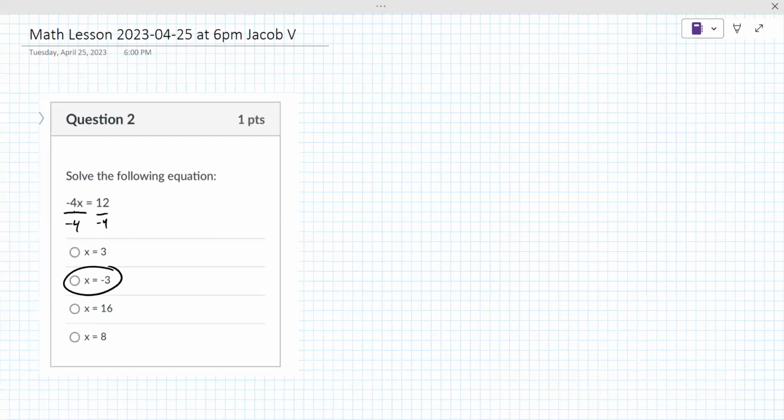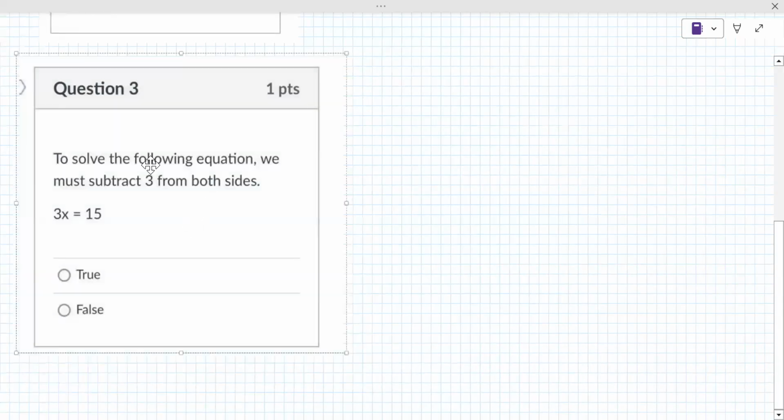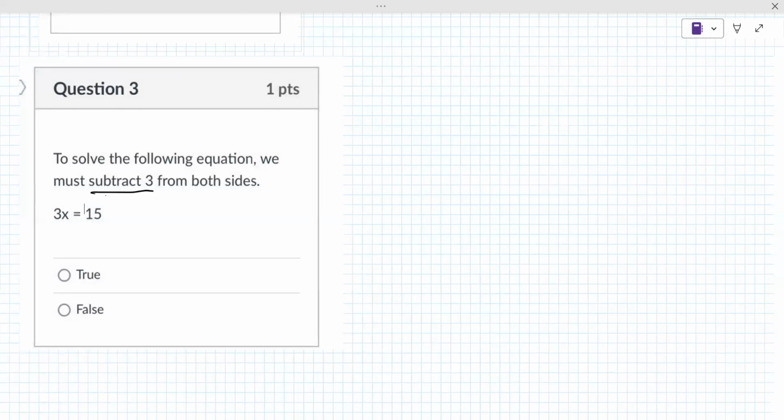Very good. All right, next one is a true or false. If you just give me some patience here, it's probably going to take me longer to snip in than for you to answer. They're asking here if the correct way to solve this is to subtract 3 from both sides of the equation.